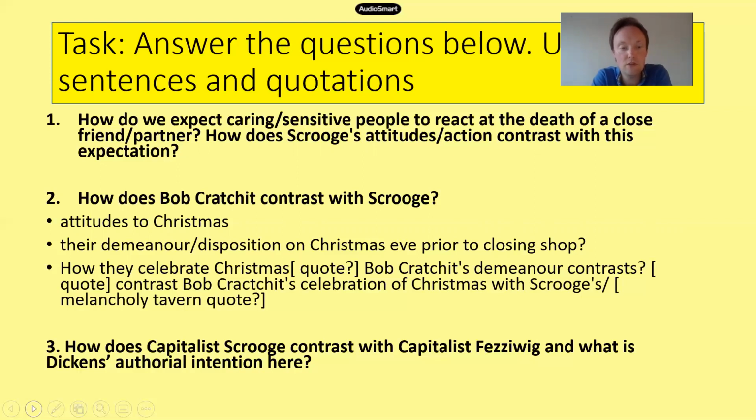And the last question, which reinforces work done in a previous series of lessons, how does the capitalist Scrooge contrast with the capitalist Fezziwig? And what's Dickens's intention there? So they're both money-making men, they're both wealthy men, but they're different. So what are the contrasts there? Each of these questions is designed to encourage you to consider contrast in more detail.